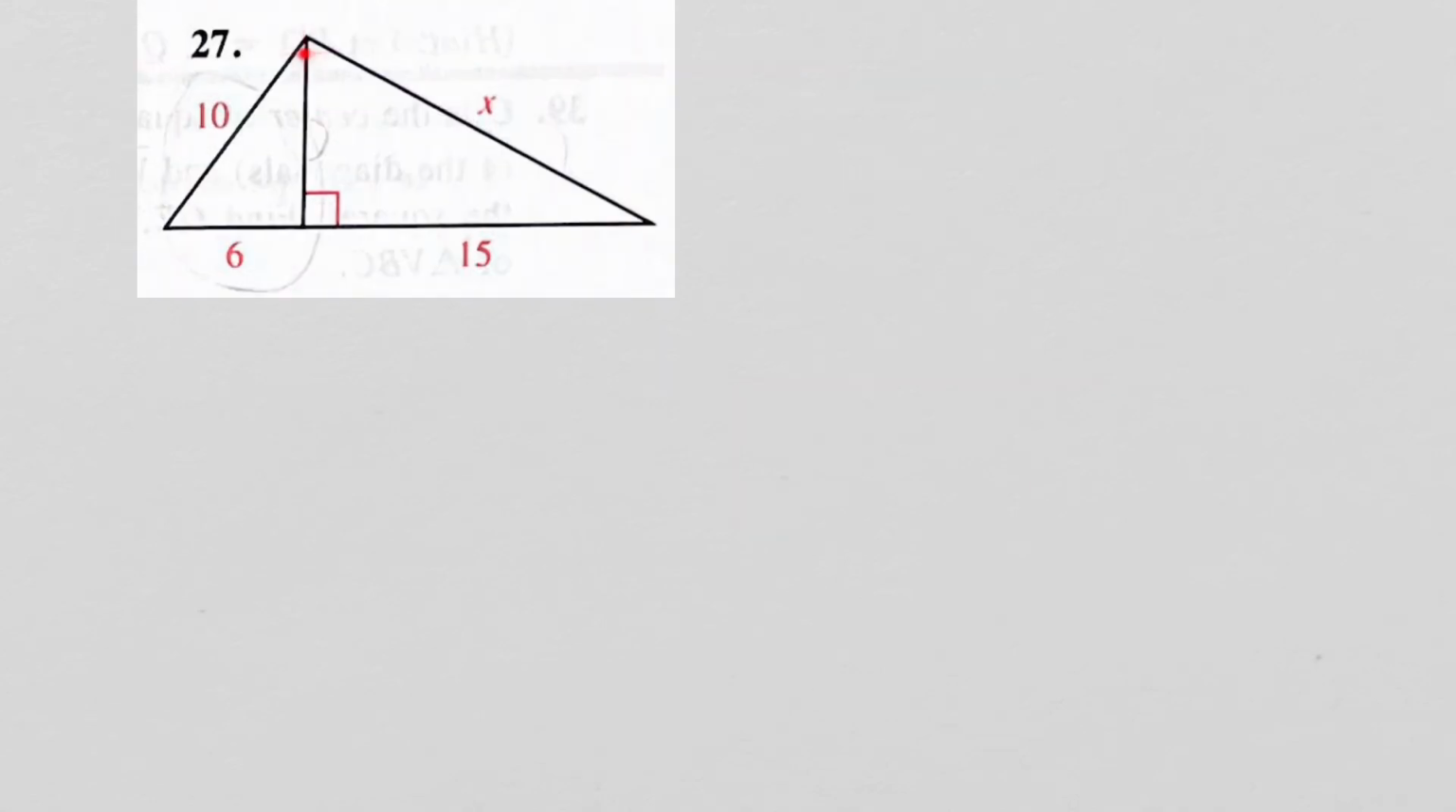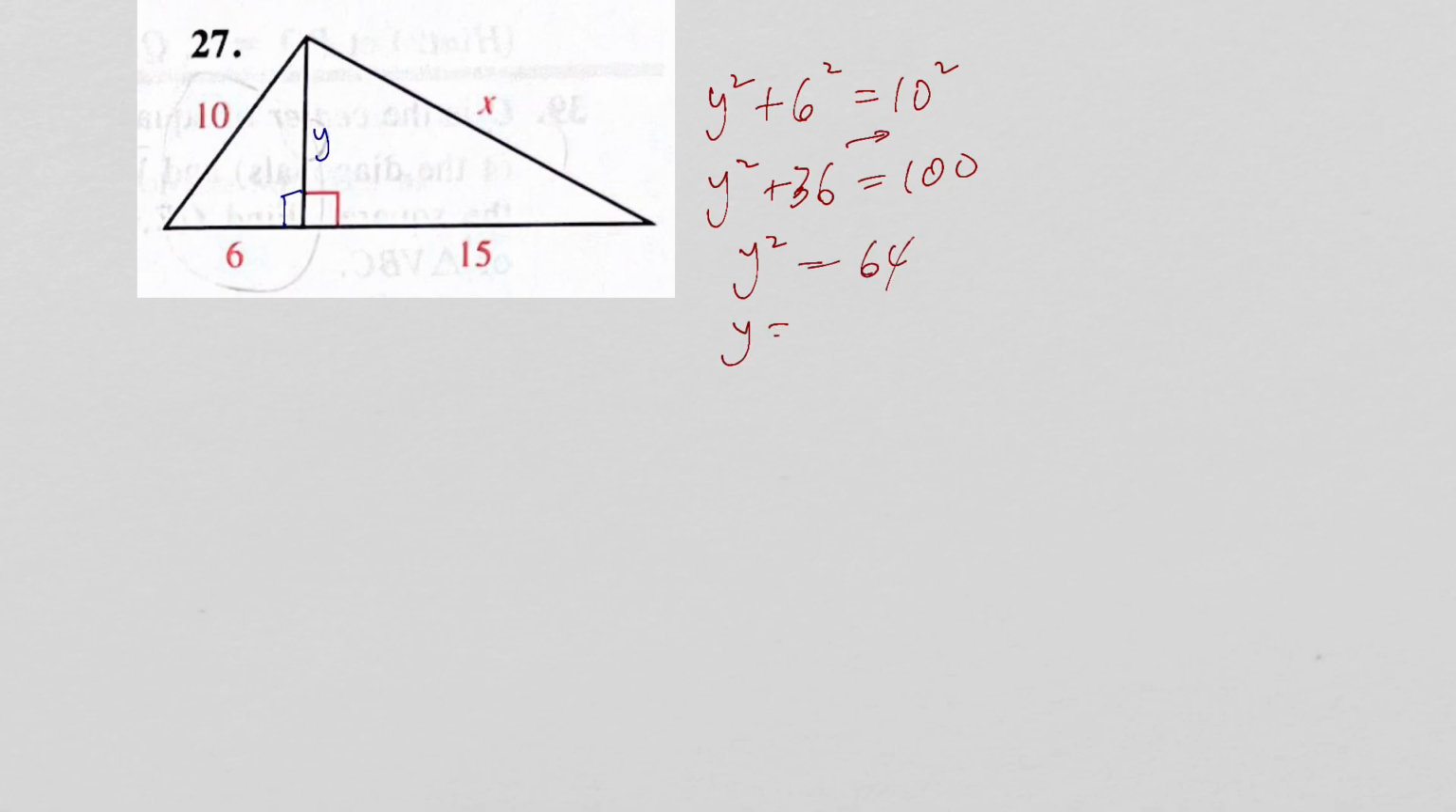Okay, first thing we want to do is find this side right here. If this is a right angle, then that's a right angle. And here's our hypotenuse, so we'll call this side y. That means that y squared plus 6 squared is equal to 10 squared. When we bring this over, we get 64. So y is the square root of 64. So y is equal to 8.